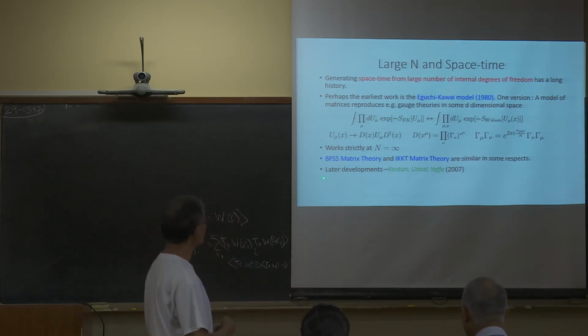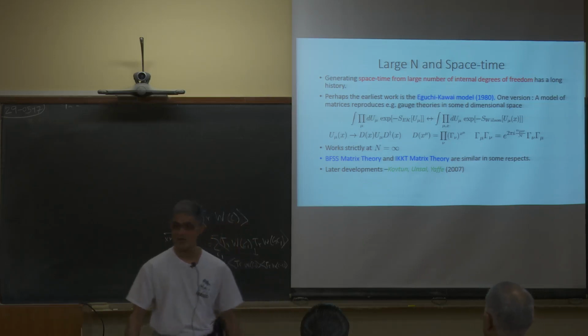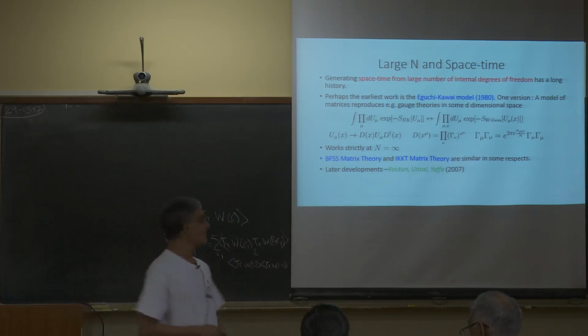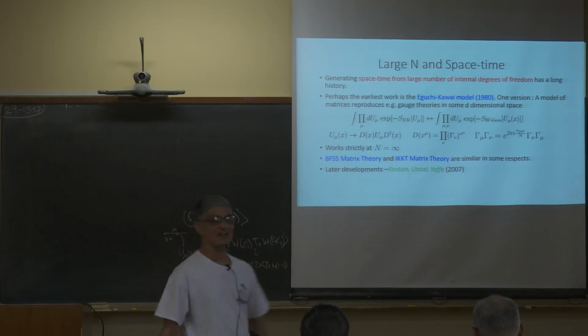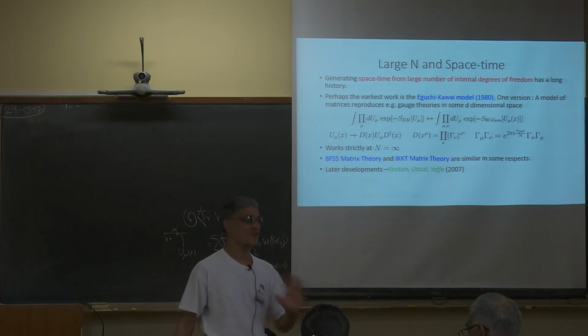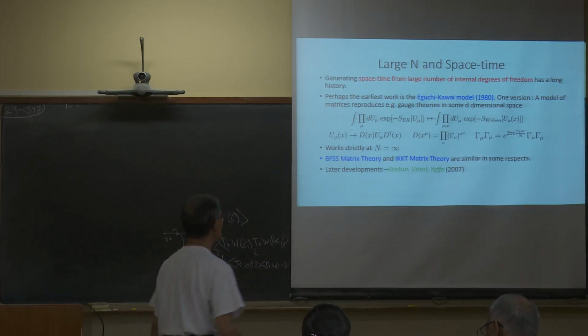There have been very interesting recent developments by the papers of Kaplan, Unsal and Yaffe in 2007, which made this really workable in certain contexts after a very long time, from 1980 to 2007. One problem is that it only works strictly at n equal to infinity. The finite n corrections to this entire procedure are not under control. One does not have a systematic way of computing 1 upon n corrections to this.